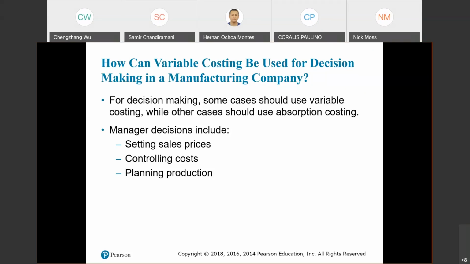But in the long run, capacity can be expanded because expansion would affect both fixed and variable costing. Absorption costing is more appropriate. Production planning decisions are covered in more detail in later chapters.